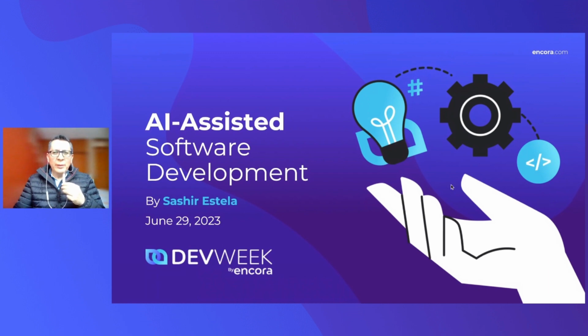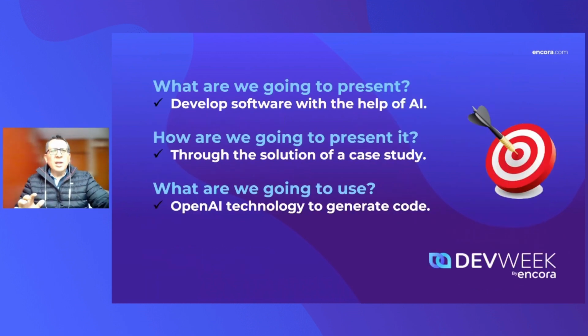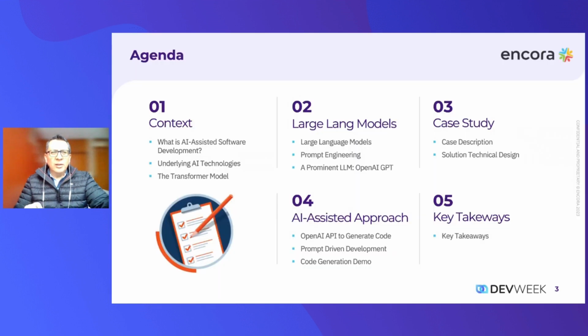AI assisted software development. Okay, what are we going to present here? It's about developing software with the help of AI. How are we going to present it? Well, through the solution of a case study. What are we going to use? OpenAI technology to generate code. That's our session.